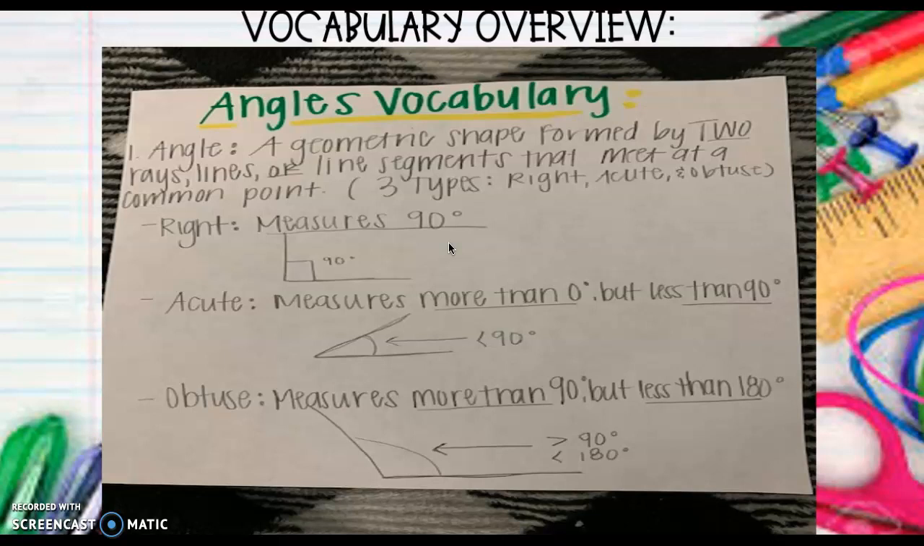Obtuse are big, they measure more than 90 but less than 180. So it could be anywhere between 91 and 179. Once it gets there, then it changes, okay?